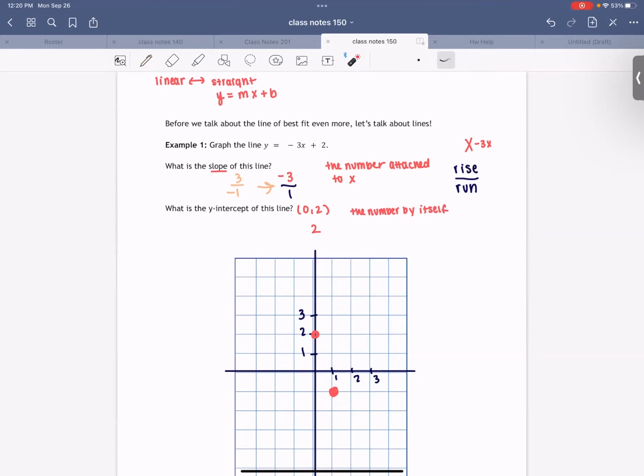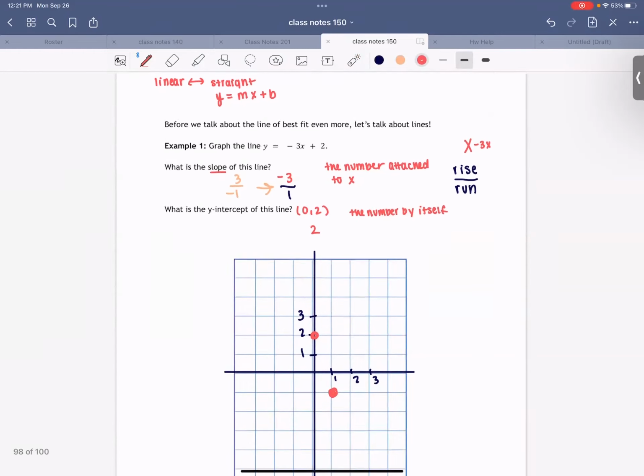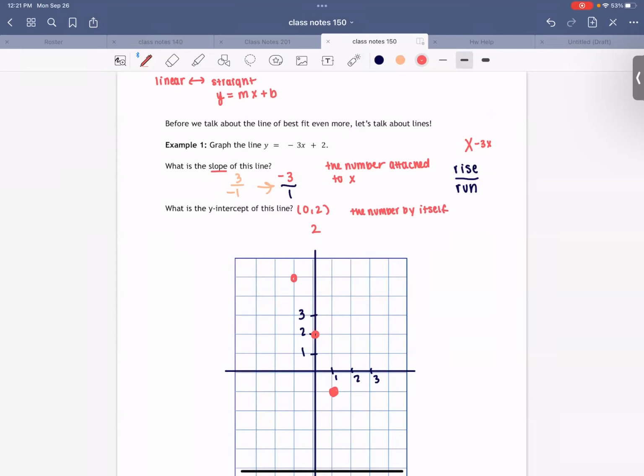Okay. I still start at 2. If I rise 3, am I going up or down 3? Up, 1, 2, 3. If I run -1, am I going to the left? Good. So I would end up here. Whichever way you want to go, you're still drawing the same line. You're just drawing a different point on the line.